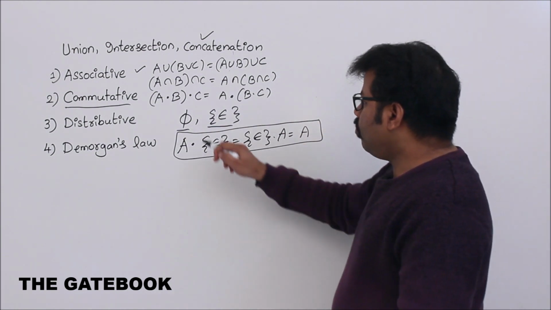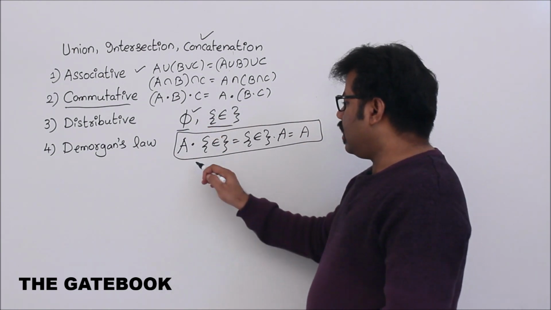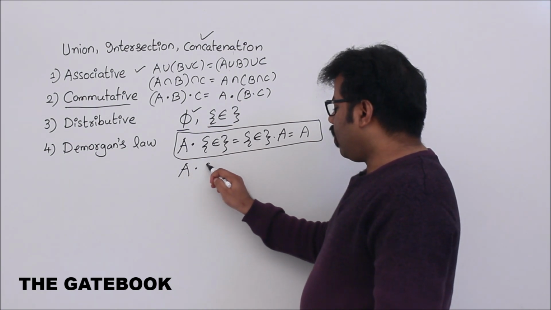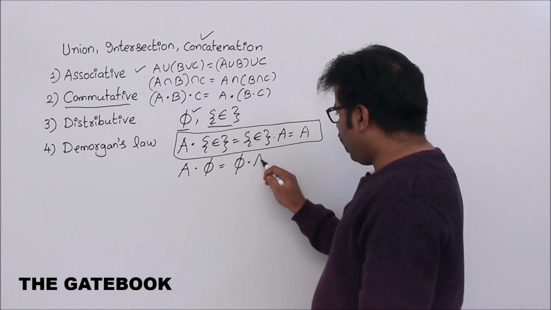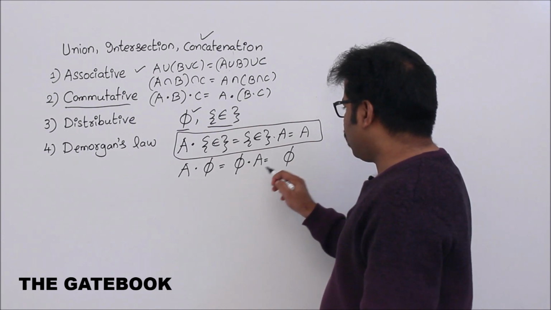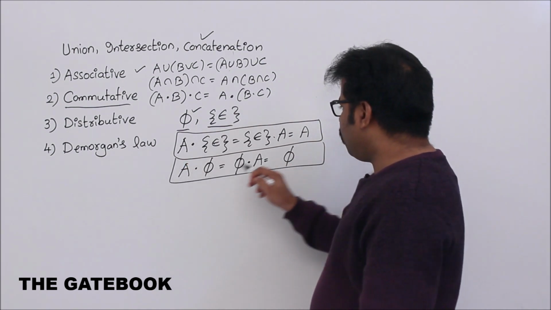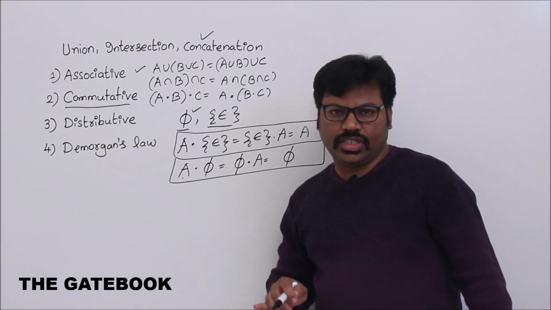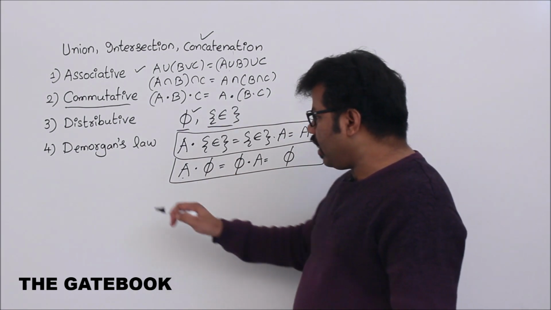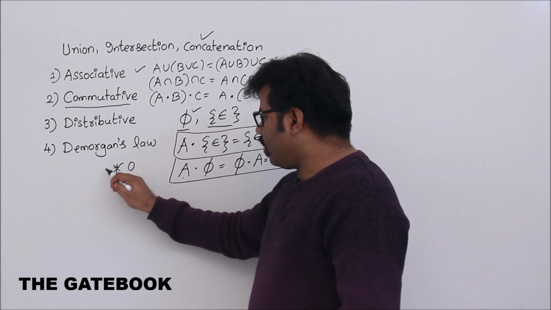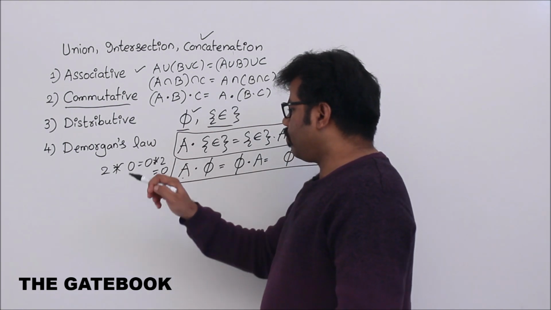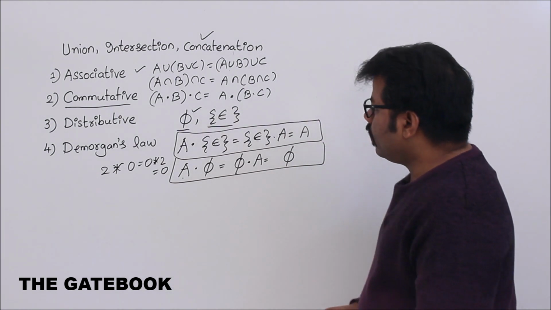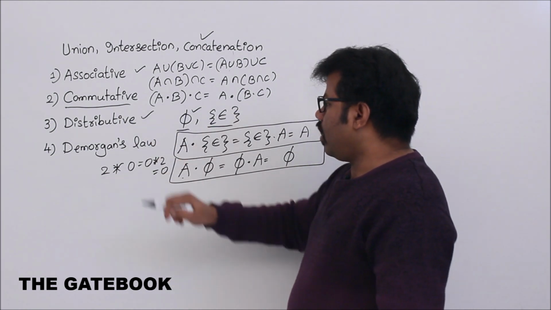So this empty set is called the annihilator. That means if you take A dot the empty set, that is equal to empty set dot A, which is always equal to the empty set. You take any set, that will be destroyed, you always get the empty set back. In multiplication, 0, right? 2 times 0 equals 0 times 2 equals 0. Same way.